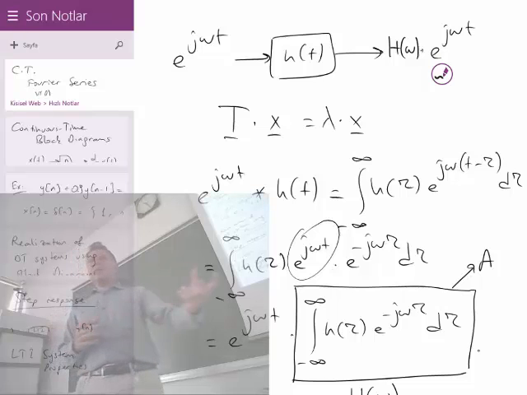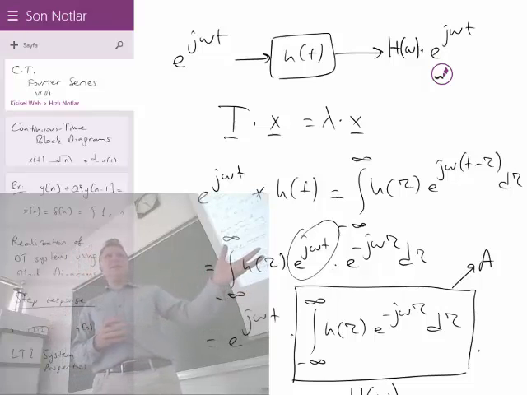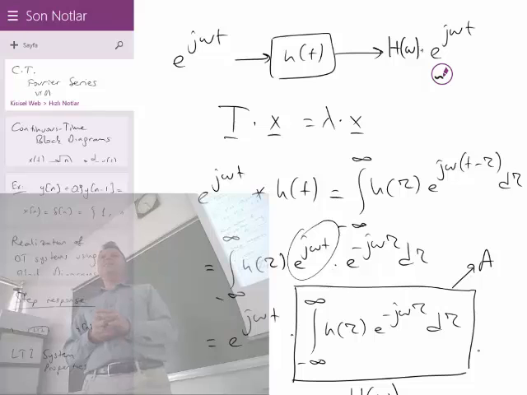The shape of e to the j omega t doesn't change. It is still there, but it is scaled by a constant. But the value of that constant depends on the frequency. So if this omega is, for example, x radians per second, then h of omega will have a value. If it is y radians per second, then h of omega will have a different value.